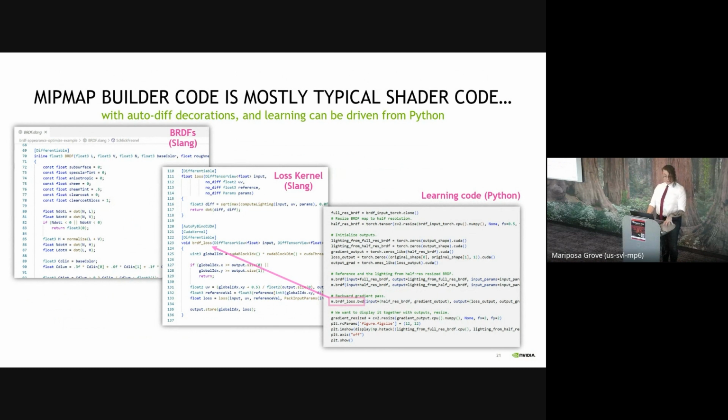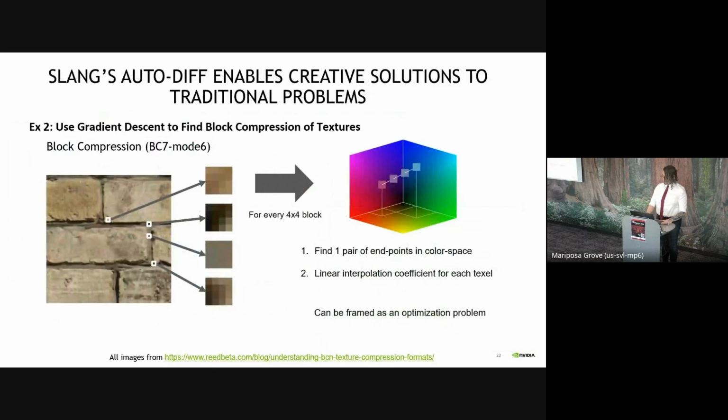And therefore, we're able to integrate all this Slang code into an otherwise Python-based learning app and produce those bitmap hierarchies, right? So for a second example of where you might be surprised to find that automatic differentiation is a useful tool, we can also frame something like texture compression in terms of this. For those who aren't very familiar with block compressed texture formats, something like BC7 mode 6 here, all we're really saying is that for every 4x4 block of texels, the compressed format stores 2 endpoints in color space, and then each texel is a linear interpolation coefficient between those two, right? So it's just a couple of parameters, and we can just treat the compression of a texture block as an optimization problem. Again, those are the parameters we want to optimize for.